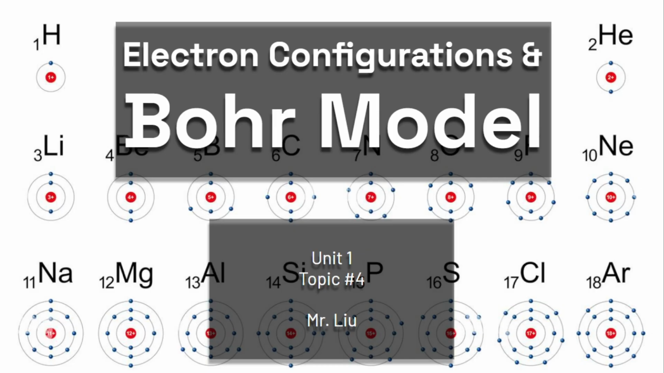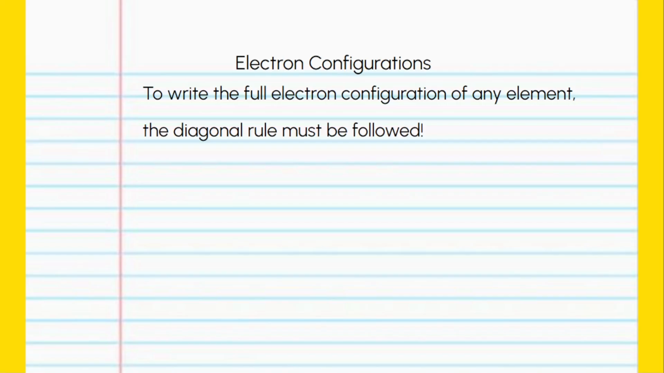So essentially, the Bohr model has a few rules that you have to follow, and one of them is the electron configuration. Okay, so learning the electron configurations will give us instructions on how to draw a proper Bohr model. So let's look at this. For electron configurations, to write the full electron configuration of any element, the diagonal rule must be followed.